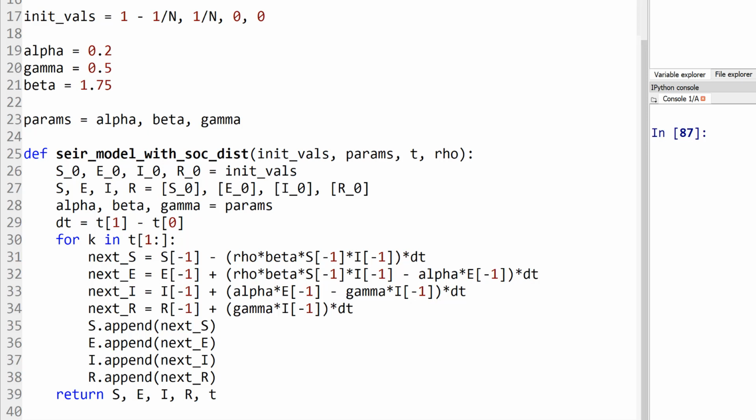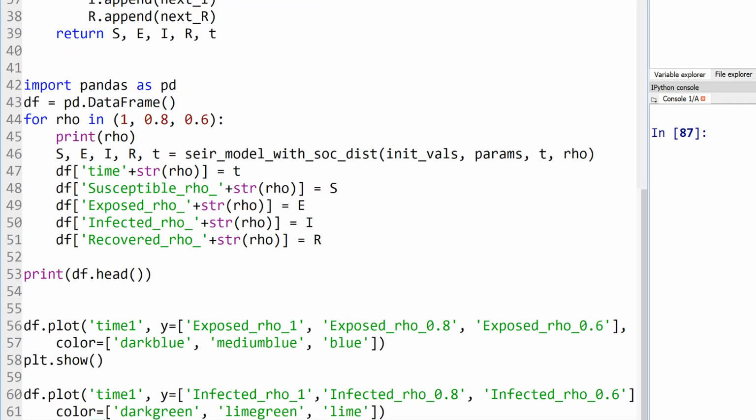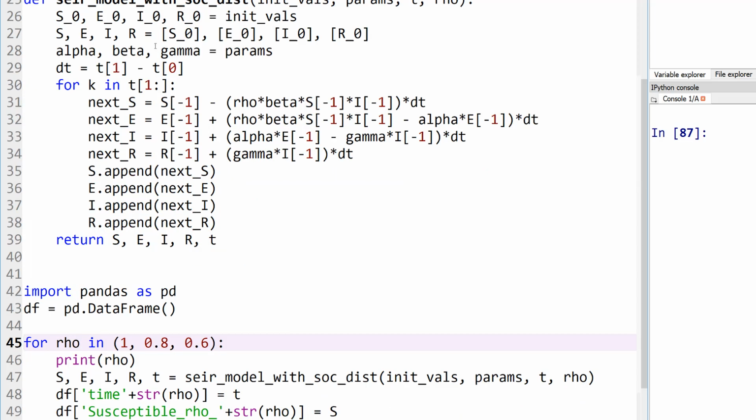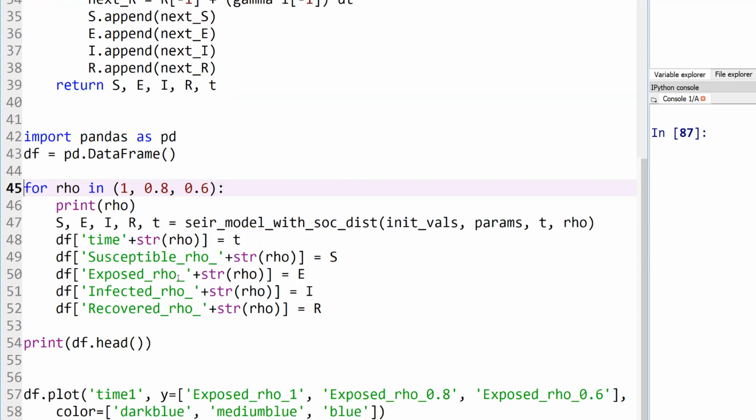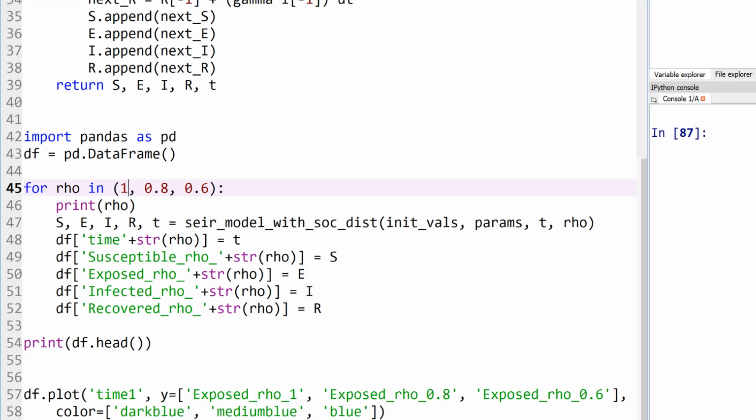Now that I have everything, let me go ahead and plot, but I'll explain first. Here I'm using the pandas library to manage the numbers I'm getting out of this code. Remember I said this is a function, so I can call it any number of times. That's exactly what I'm doing here. I'm calling that function three times: for rho values of 1, 0.8, and 0.6. Again, 1 means no social distancing at all, 0.8 means about 20% social distancing, and 0.6 means about 40% social distancing.